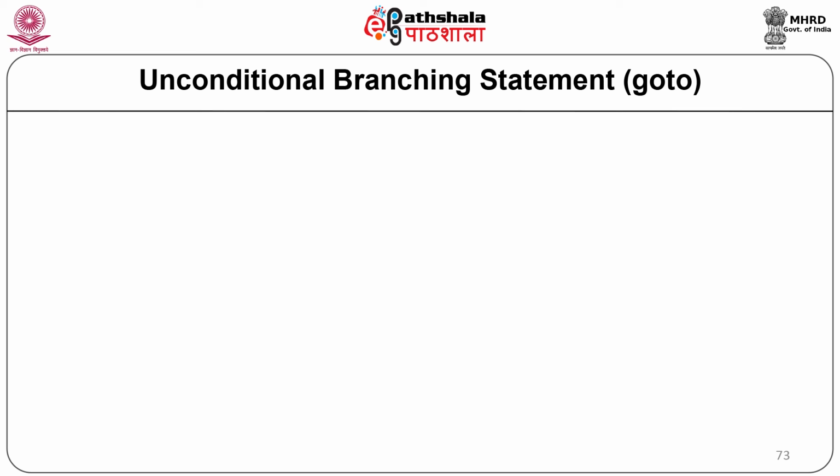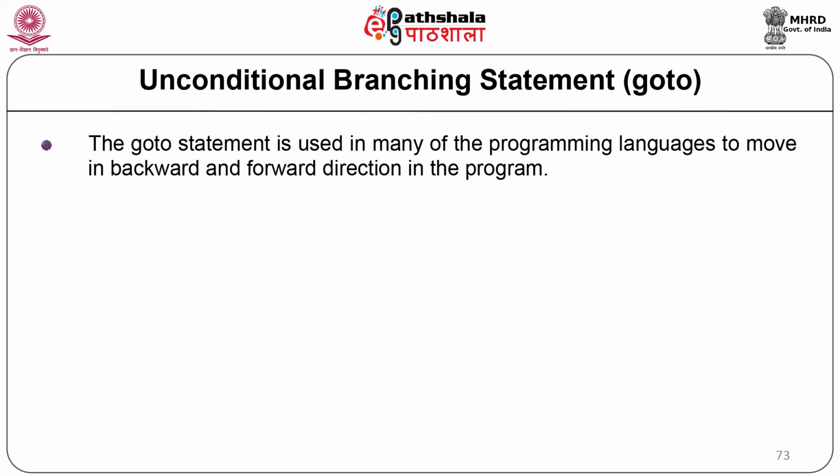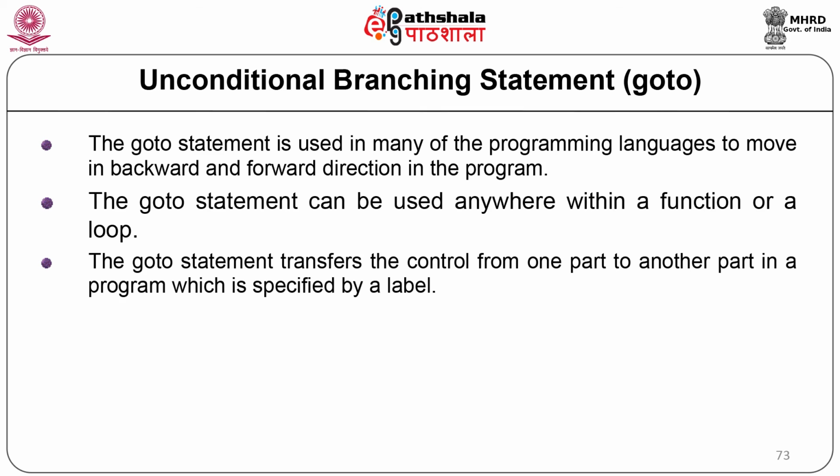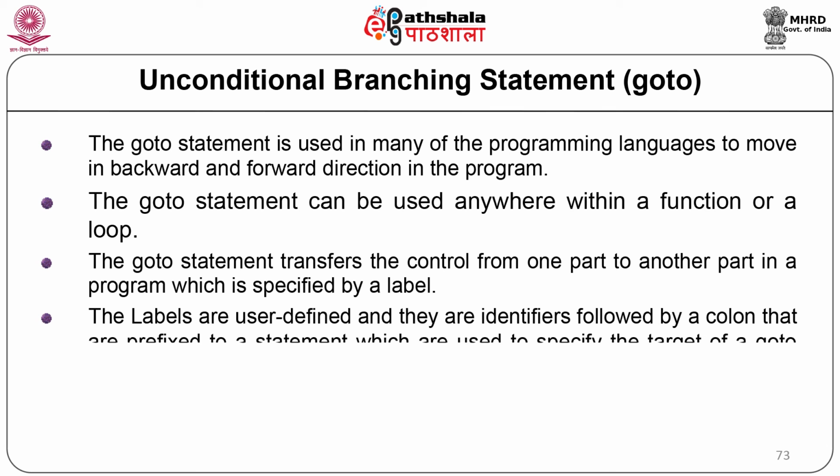Unconditional branching statement goto. The goto statement is used in many programming languages to move in backward and forward direction in the program. The goto statement can be used anywhere within the function or a loop. The goto statement transfers the control from one part to another part in the program, which is specified by a label. The labels are user defined, and they are identifiers followed by a colon that are prefixed to a statement, which are used to specify the target of a goto statement.